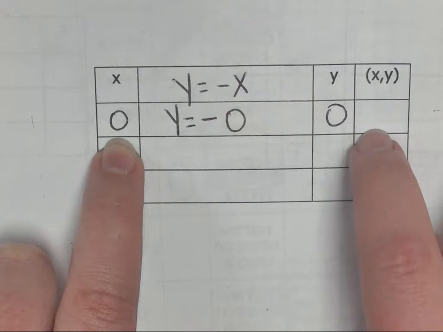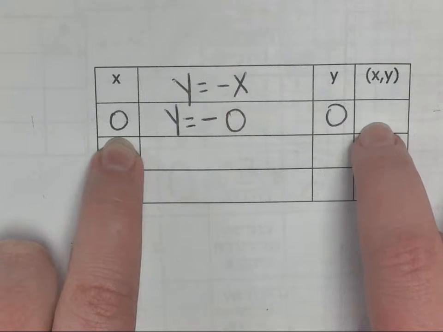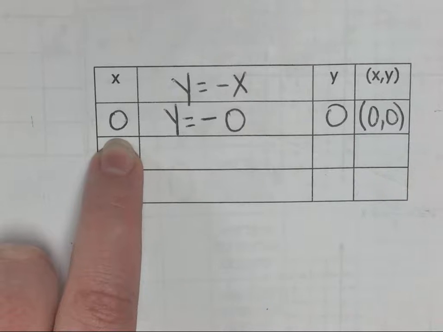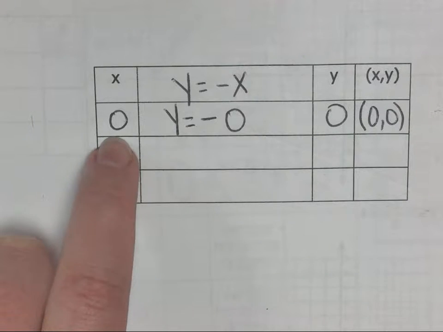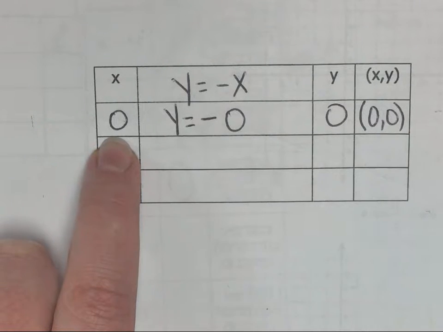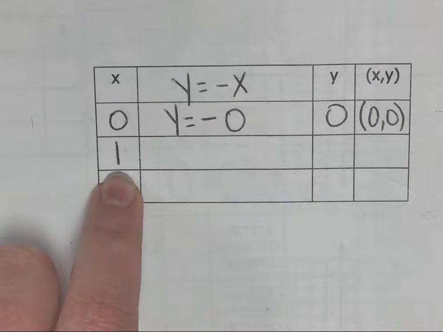All right. Right here, x and y. What is our coordinate? 0, 0. Very good. 0 is our x value. Y is what we got out. 0 is our y value. So 0, 0. All right, the next one.